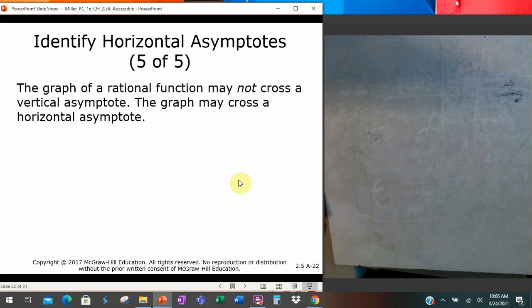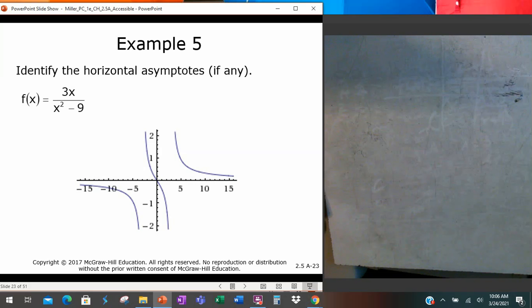Okay. The graph of a rational function may not cross a vertical asymptote. The graph may cross a horizontal asymptote. That is okay. But we don't draw it. We can go solve for some things, but we don't really focus on that very much.